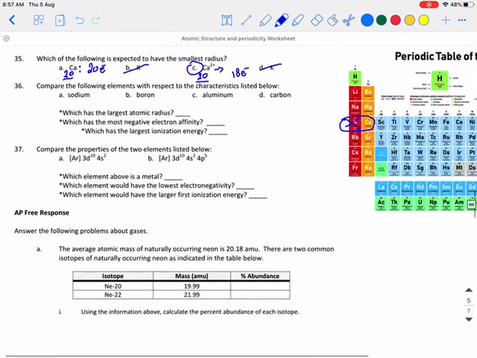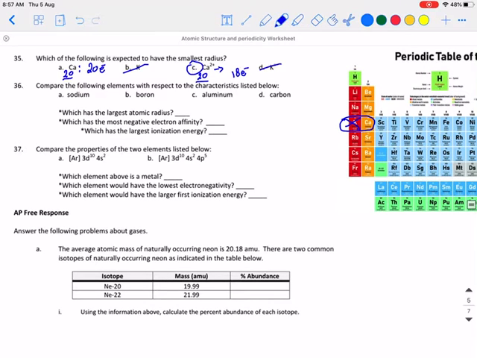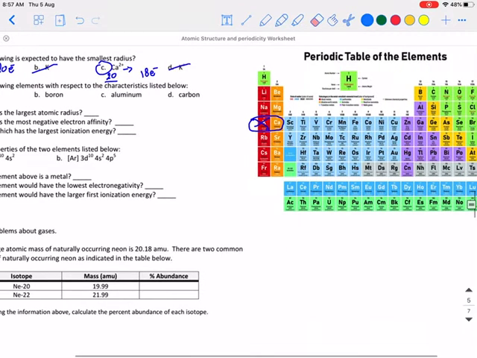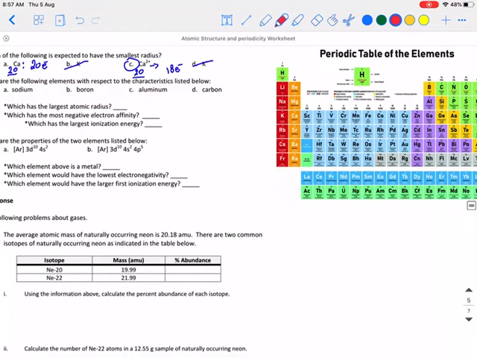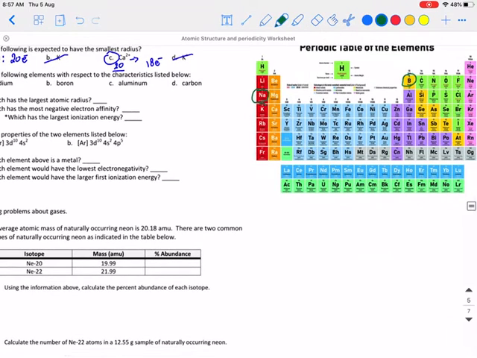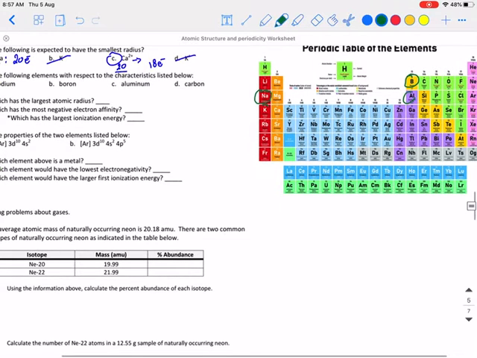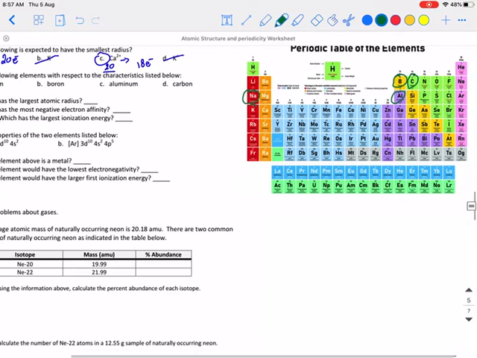Number 36, compare the following elements with respect to the characteristics listed below. We have sodium, boron, aluminium, and carbon. Which has the largest atomic radius? Let us check in the periodic table. We are talking about sodium, boron, aluminium, and carbon. We need to find the largest atomic radius.